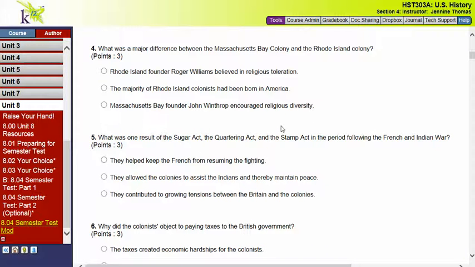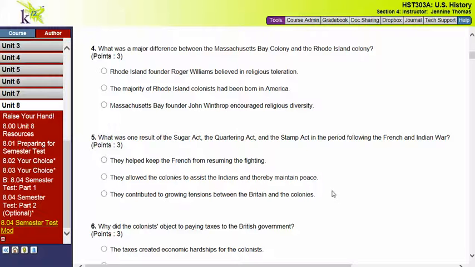Number 4, what was a major difference between the Massachusetts Bay Colony and the Rhode Island Colony? Rhode Island founder Roger Williams believed in religious toleration. The majority of Rhode Island colonists had been born in America. Massachusetts Bay founder John Winthrop encouraged religious diversity.